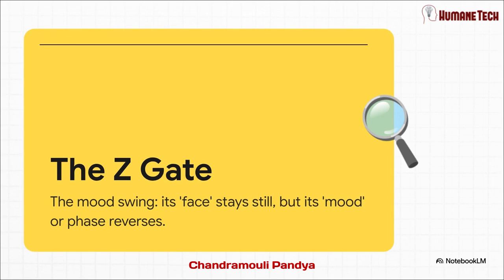Okay, now for something a little more subtle, the Z gate. This one's kind of like a mood swing. The qubit state, you could call it its face, doesn't change. It doesn't go from 0 to 1. It stays right where it is. But its internal property, its mood, or its phase, gets a little twist. It's a very quiet move, but it's absolutely crucial, especially when qubits start interacting with each other.